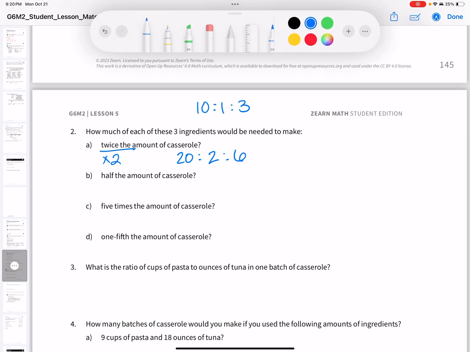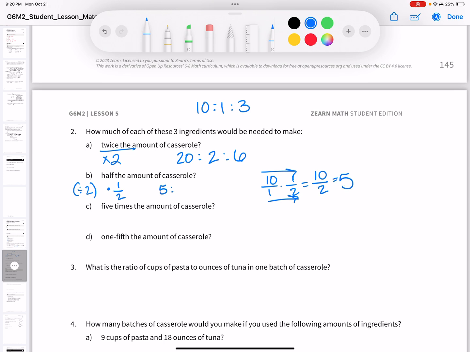Half the amount of casserole. So we are going to multiply by 1/2 or divide by 2, either one. We could also divide by 2. So 10 times 1/2 looks like this, 10 over 1 times 1 over 2, and we just multiply straight across. So that gets us 10 over 2, and that reduces to 5.